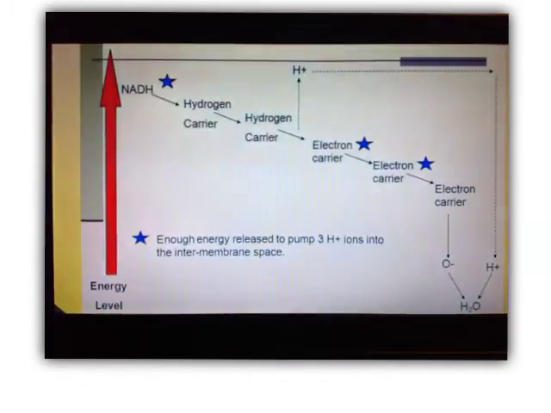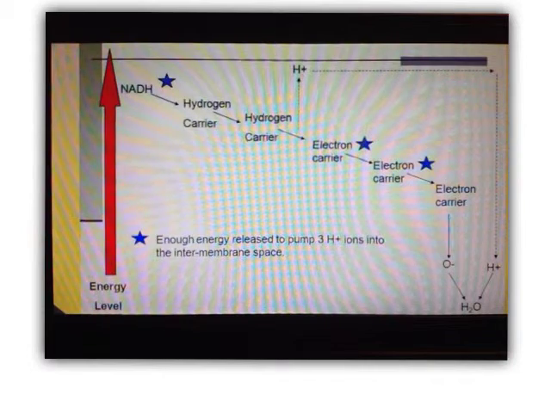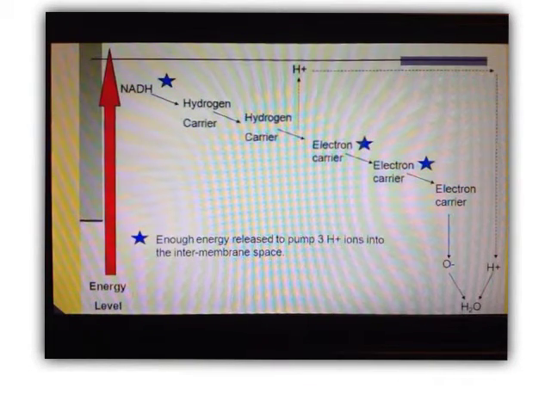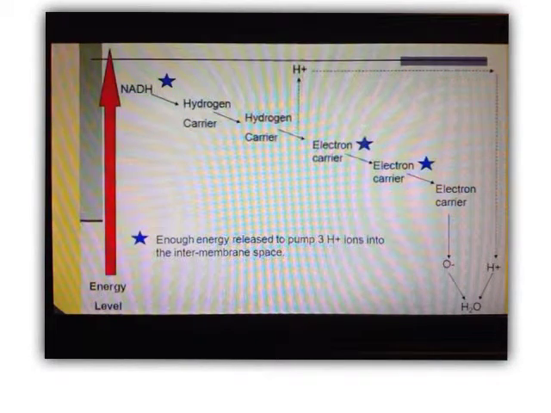Okay, I'm going to skip that video for now because I think this is the easiest way to get your head around the electron transport chain. What it is, it's a series of carrier molecules. Sometimes they're called cytochromes, but basically they're passing hydrogen and then electrons down a series of carriers, and in doing that energy is released.